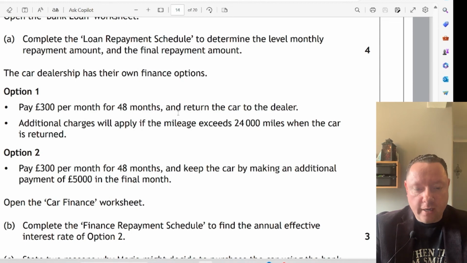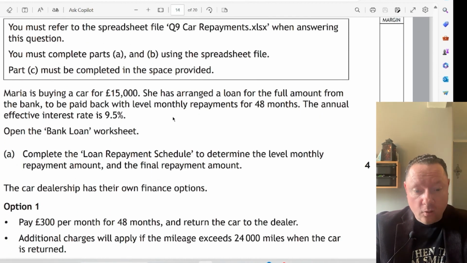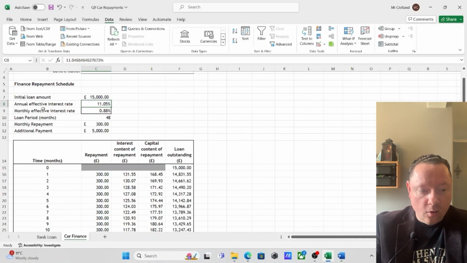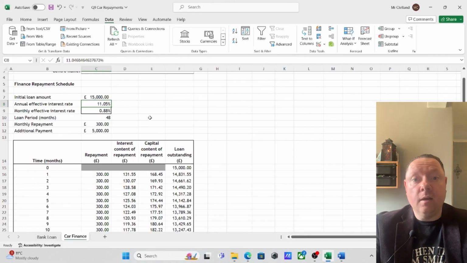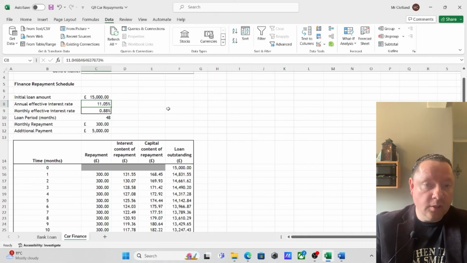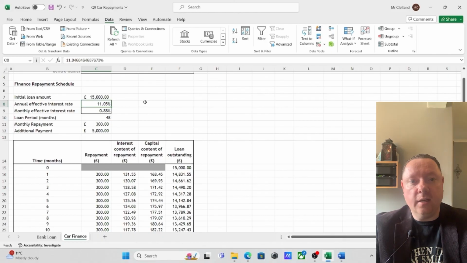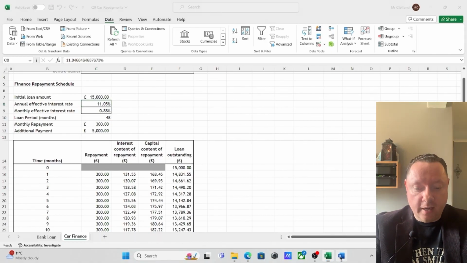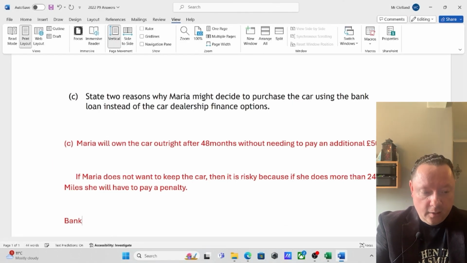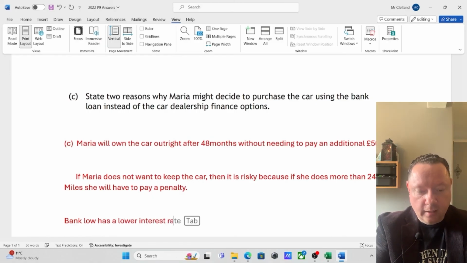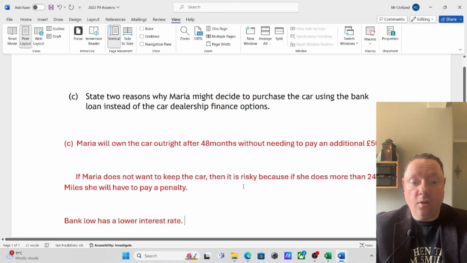Let's just look at the interest rates. On the bank loan, it's 9.5%. On the car finance deal for keeping the car, it's 11.05%. So the bank loan's actually a lower interest rate. So you could say that as well: bank loan has a lower interest rate. And there you go, we're done there.